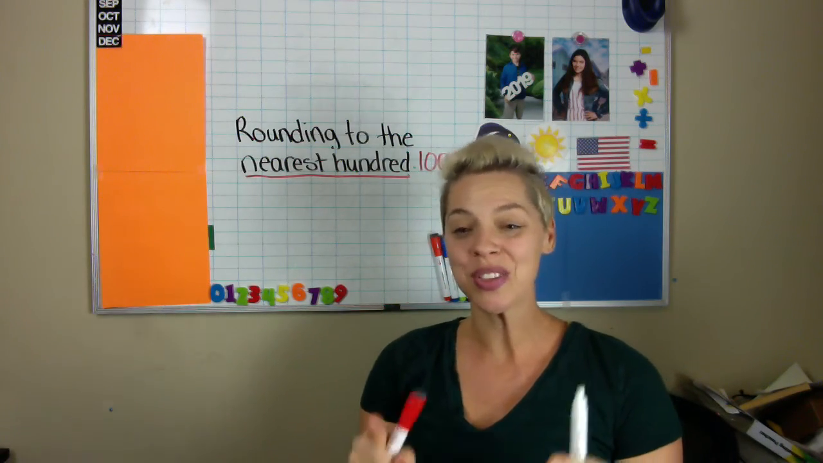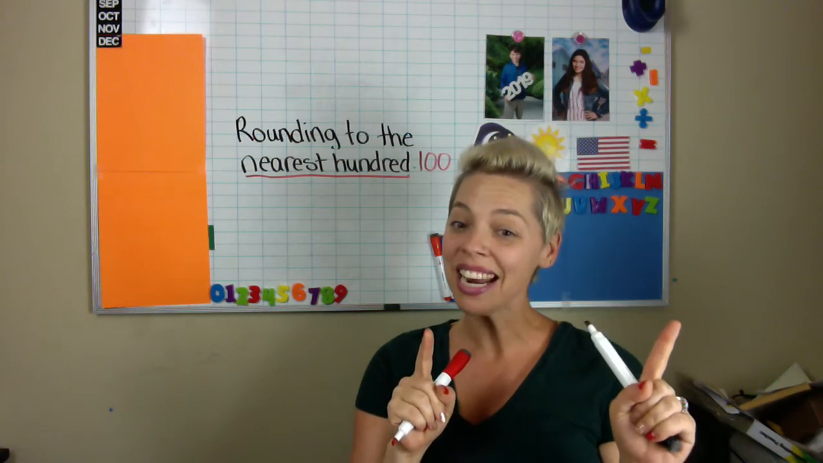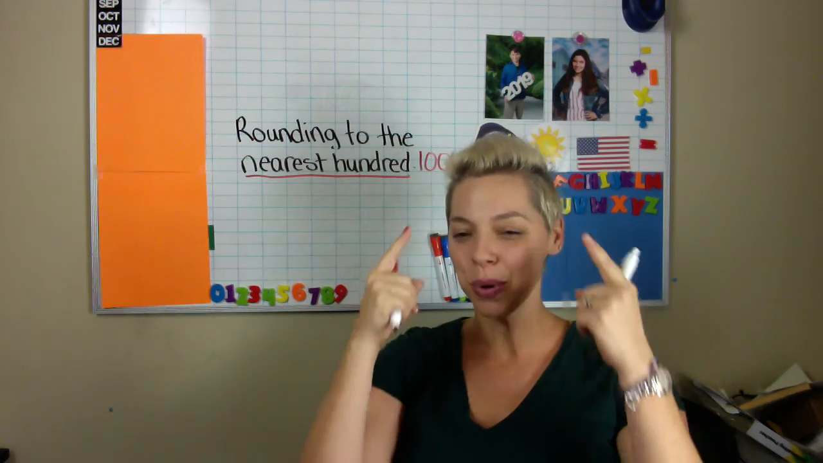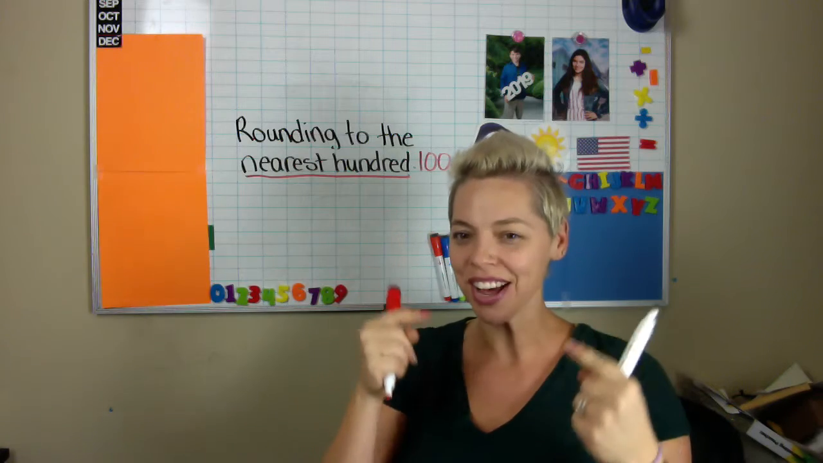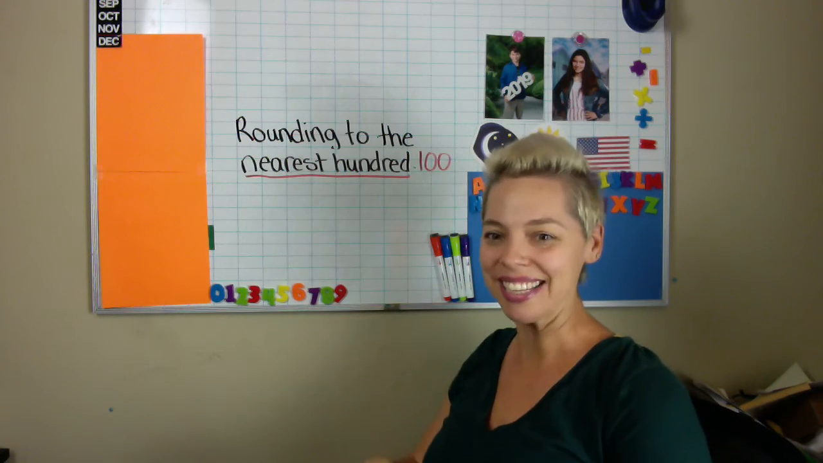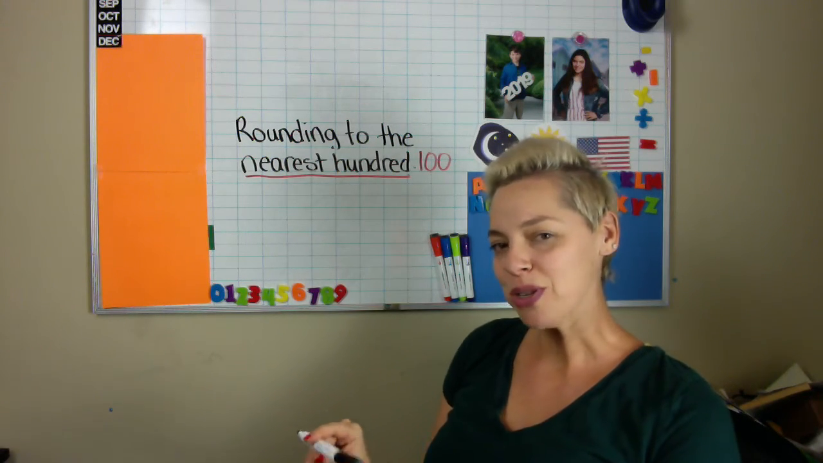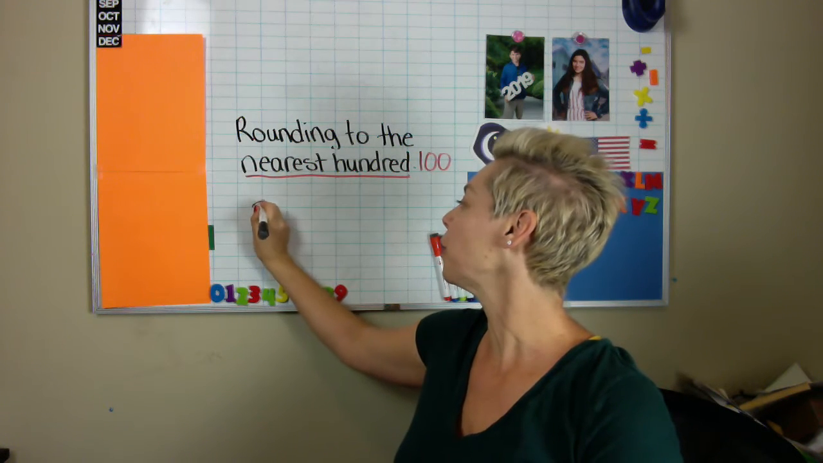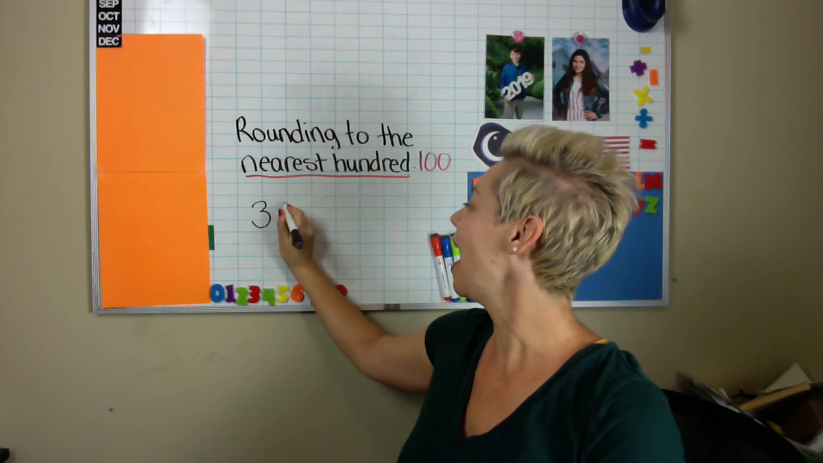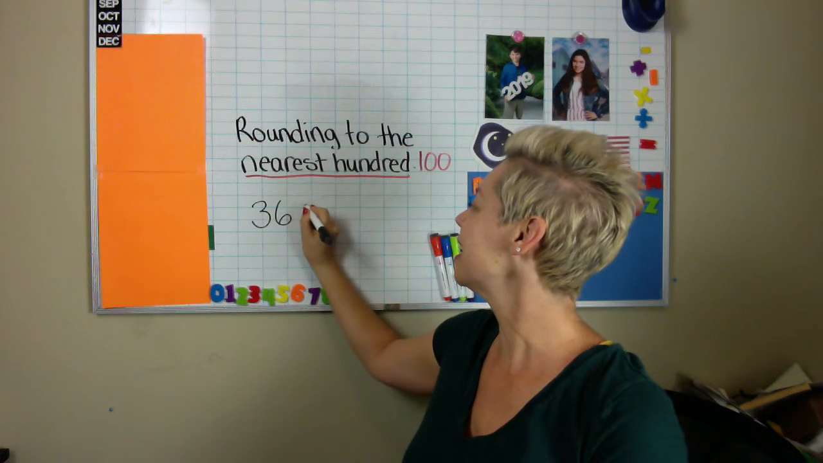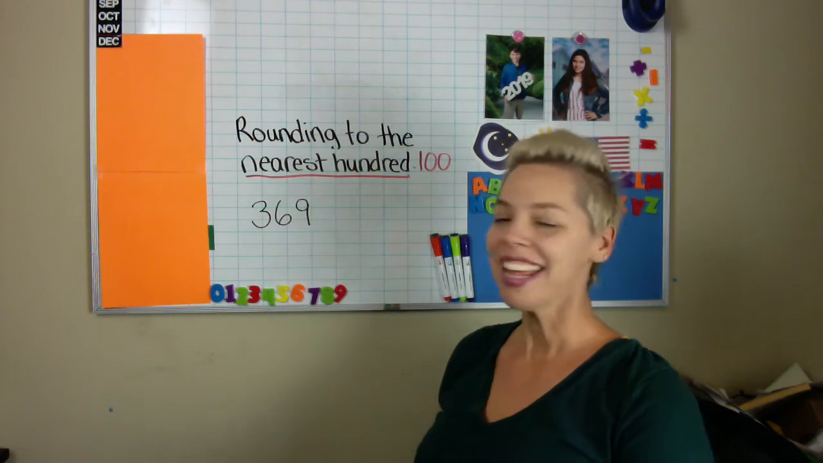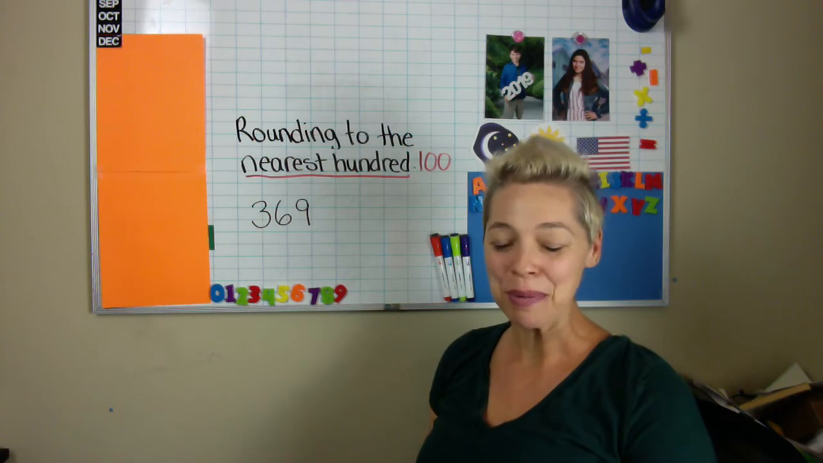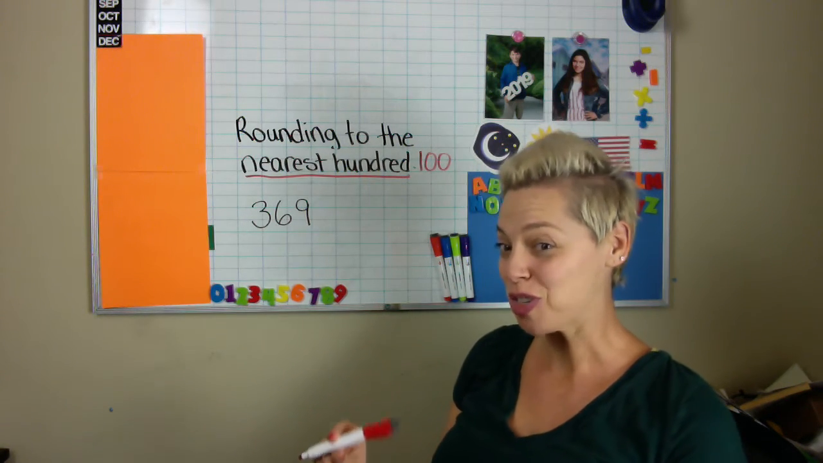Because in third grade, the students will be rounding to the nearest 10 and hundreds, so making sure that they're conscious of what the question is asking. The first thing I'm going to do is write down a 3-digit number, 369. Now, with this 3-digit number, my first step is to identify the hundreds place.